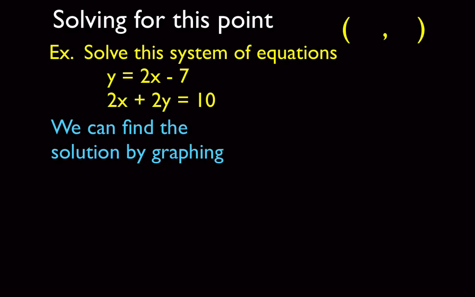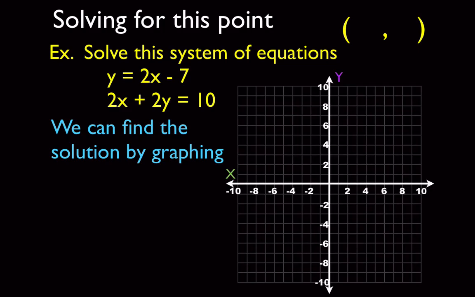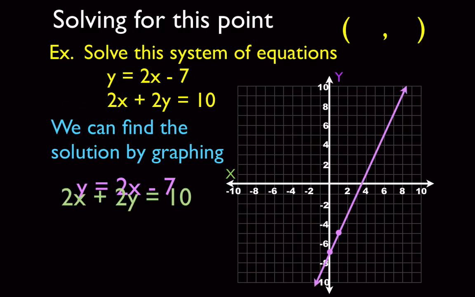So we're going to go ahead and start by solving this by graphing. As you can see, I've got a nice graph here, and I'm going to graph each of those lines. The top one has a y-intercept of -7 and a slope of 2 over 1. So up 2 over 1. Go ahead and draw my line. Now I'm going to go ahead and graph the bottom one.